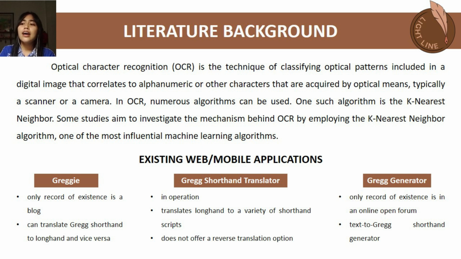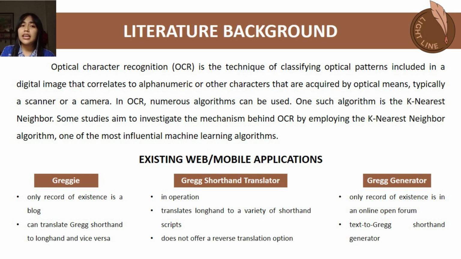Literature background. Optical character recognition is the technique of classifying optical patterns included in a digital image that correlates to alphanumeric or other characters that are acquired by optical means, typically a scanner or a camera. In OCR, numerous algorithms can be used, and one such algorithm is the k-nearest neighbor. Some studies aim to investigate the mechanism behind OCR by employing the k-nearest neighbor algorithm, one of the most influential machine learning algorithms. We have existing web and mobile applications, namely Greggy, Gregg Shorthand Translator, and Gregg Generator.